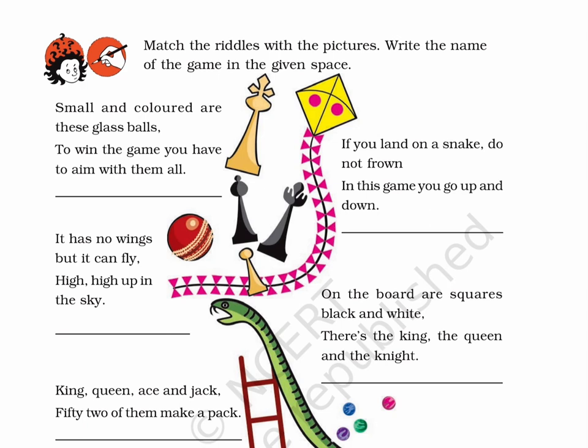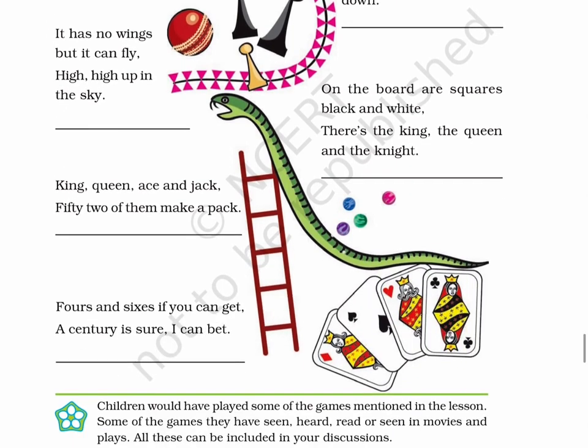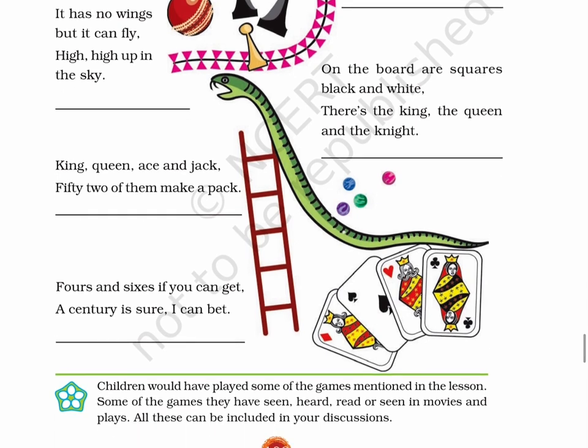On the board are squares, black and white. There's the king, the queen and the knight. Write your answer in the blank space given here. King, queen, ace and jack. 52 of them make a pack. Write down your answer in the space provided.